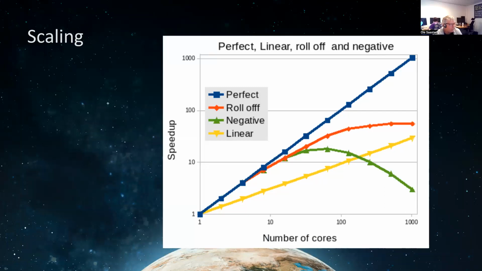Scaling is probably the most common cause of misuse of a computer system. This is a very, very old figure I made many years ago, where 1,000 cores was quite a lot. Today it's nothing. I mean, it's the smallest job you can run on Betsy. It's about 1,000 cores.